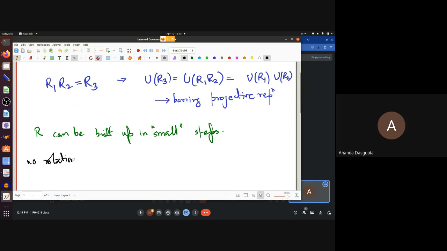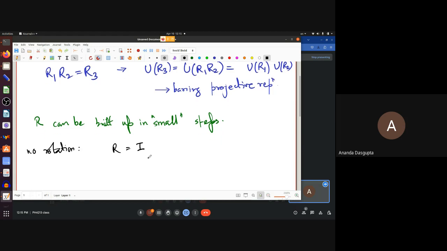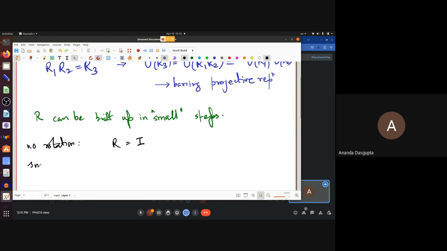When I say matrix, I mean R. Which R represents that? The identity. The identity matrix, right? There's of course a 3 by 3 identity. I'm not going to say 3 by 3 explicitly, but it should be understood. So a small rotation can be thought of as basically identity plus a small extra piece.